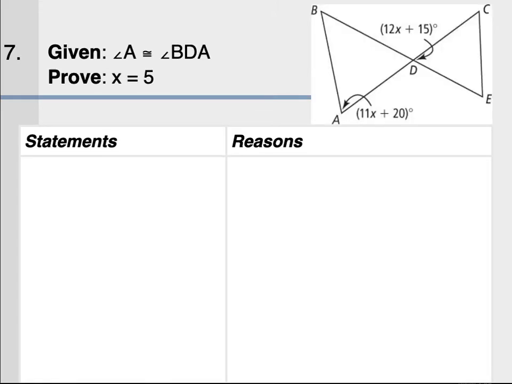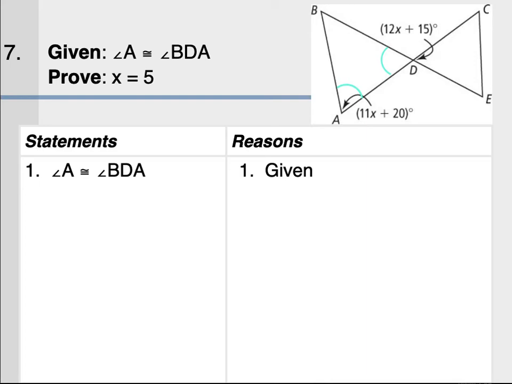Next proof. Step 1. Always a good idea to label on the diagram what the given tells you. Angle A is in the lower left corner. Angle BDA is the V here. So BDA would be talking about this one here. So you want to mark those congruent with those angle congruency symbols. And then write that down for your given.